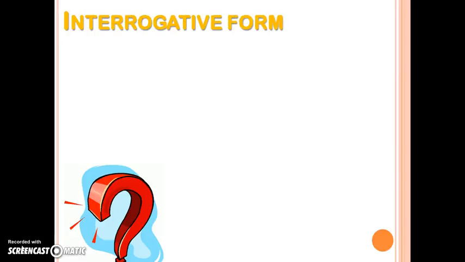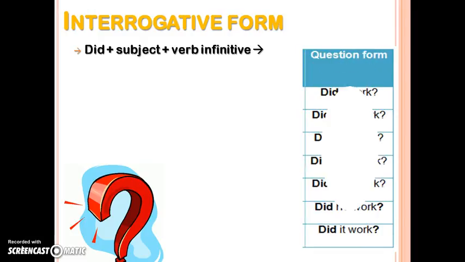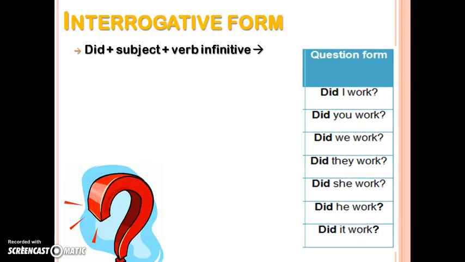Now, finally, we are going to pay attention to the interrogative form. In the interrogative form, we change the order of the subject and the auxiliary verb did. So we use did plus subject plus the verb in infinitive. Did I work? Did you work? Did we work? Did they work? Did she work? Did he work? Did it work?